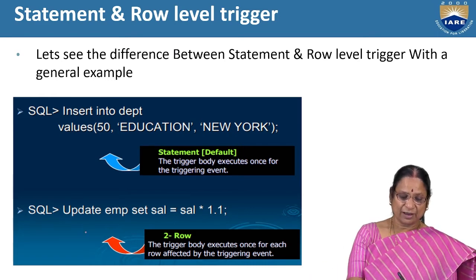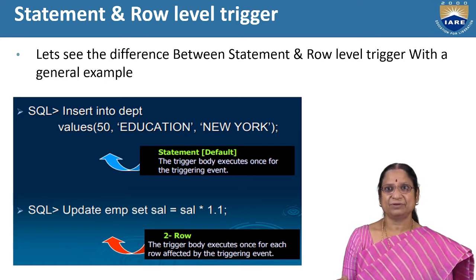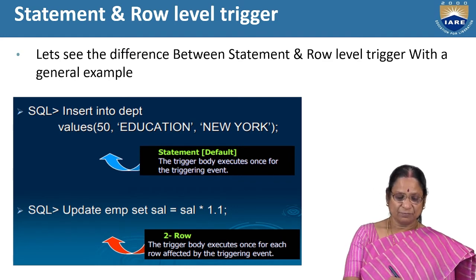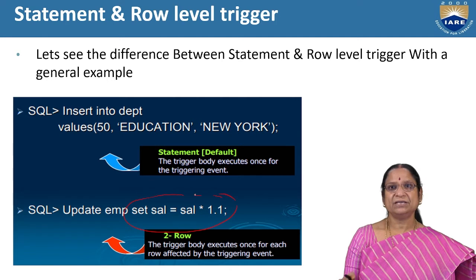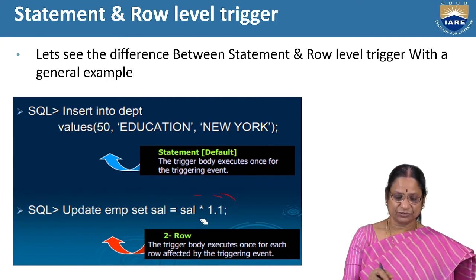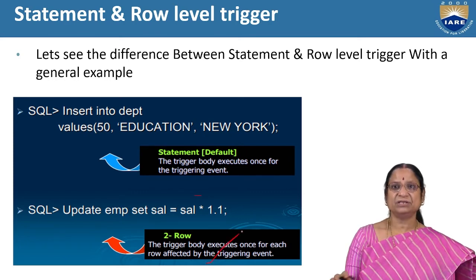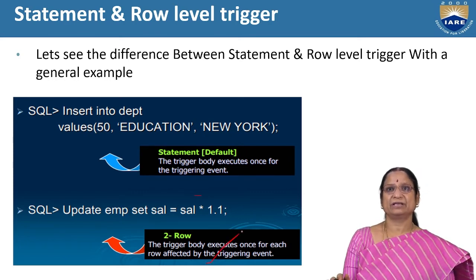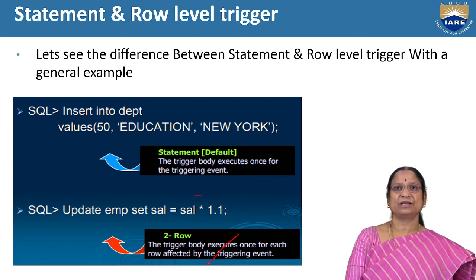Just now I told you about the update operation. Update EMP, set salary equal to sal plus sal star 1.1, a 10% increment we are giving. So update means for each row this updation takes place. Right now, there is no where condition, so for each row the body of the trigger is going to be executed. So this is a simple statement trigger. This is a row trigger.